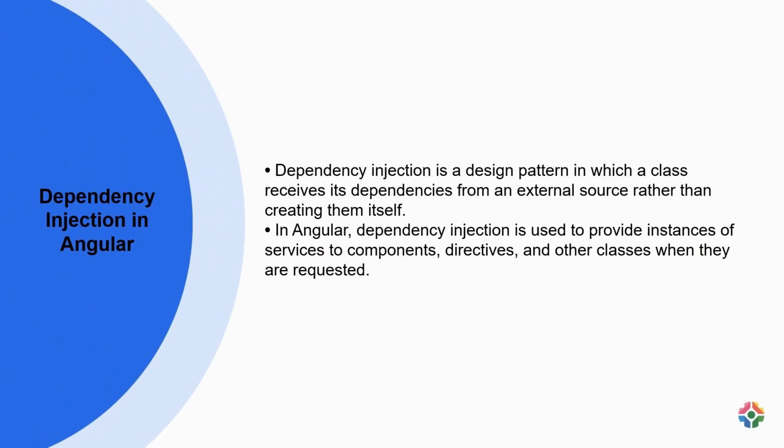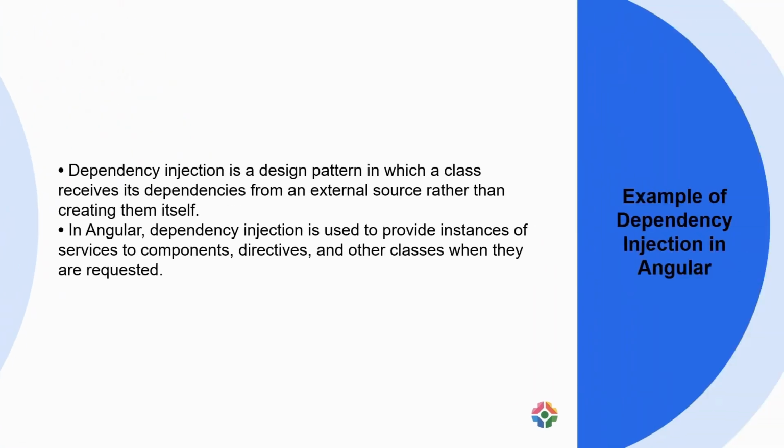Dependency injection is a design pattern where a class gets its dependencies from an external source rather than creating them internally. In Angular, this pattern is used to supply instances of services to components, directives, and other classes upon request. For example, in an Angular application, a service that fetches data from a server can be injected into a component that needs to display that data. This allows for flexible and efficient management of dependencies and promotes code reusability and testability.